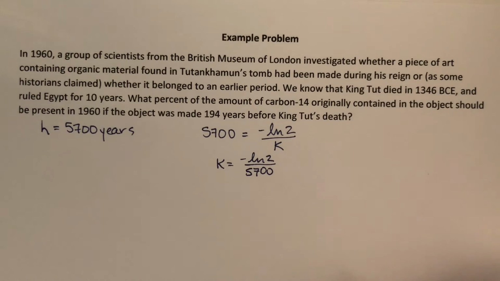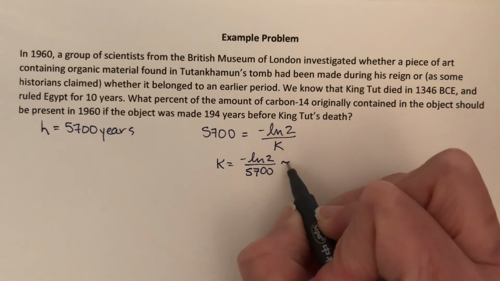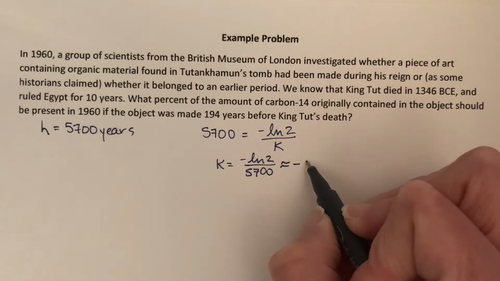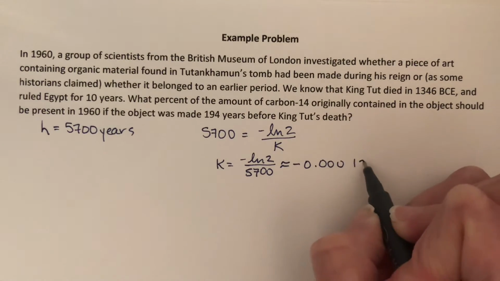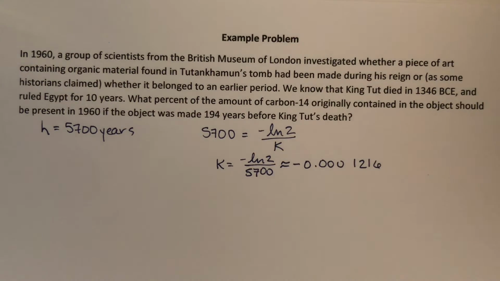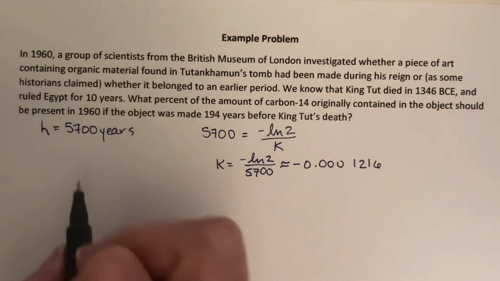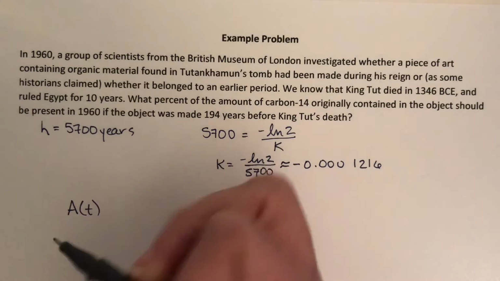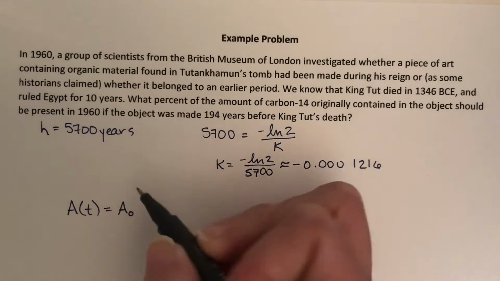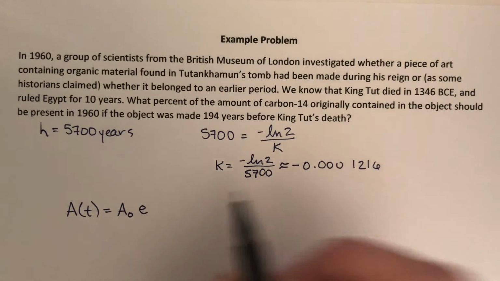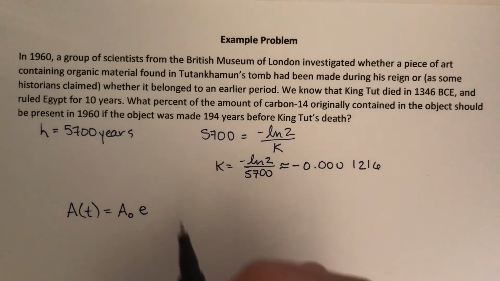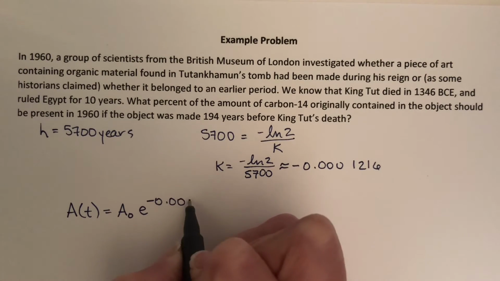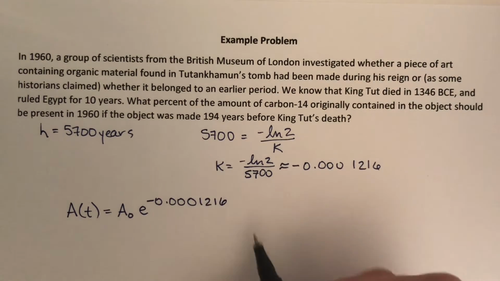And with radiocarbon dating problems, we generally do use an approximation for this. Plug it in, and you get negative 0.00011216. Now, going to our radioactive decay model, the amount that we should have at time t would be the initial amount, times e to the negative k times t, where k is a positive number, so it is a decay problem.